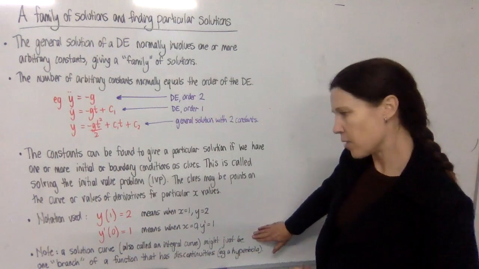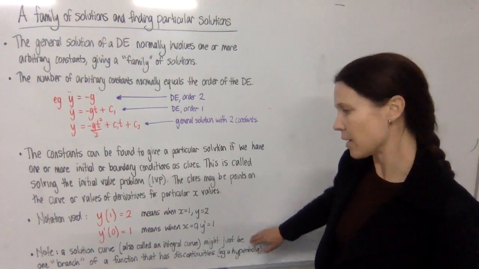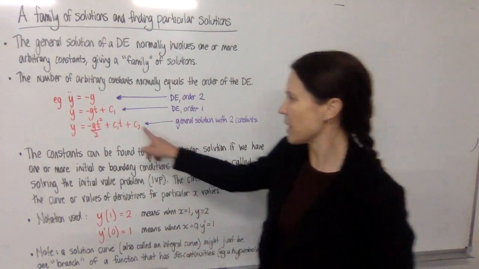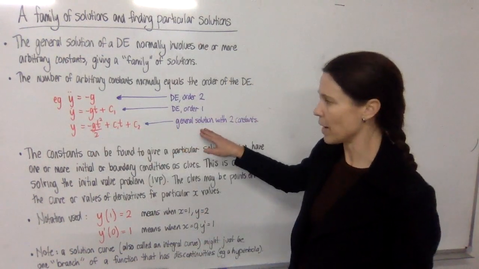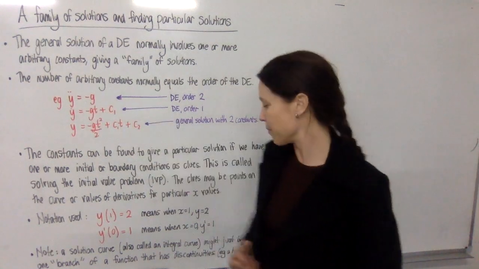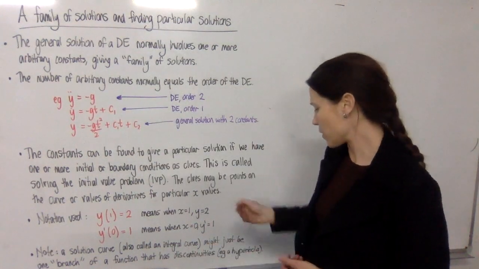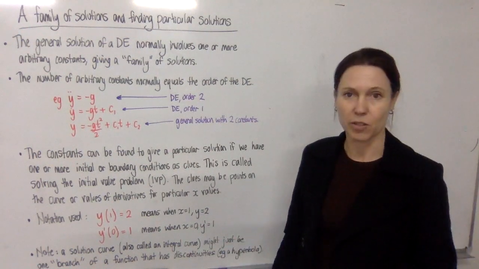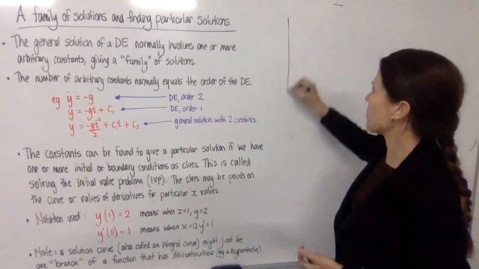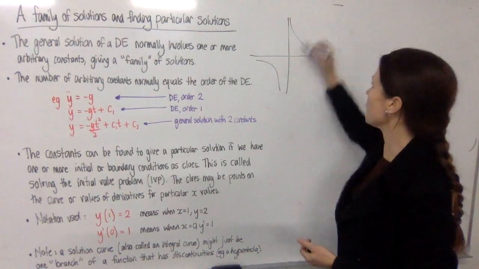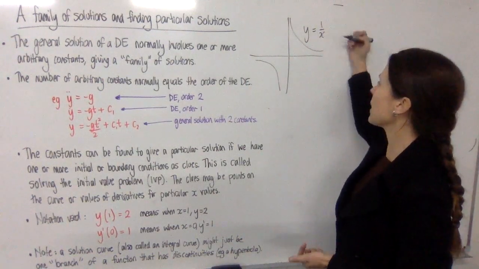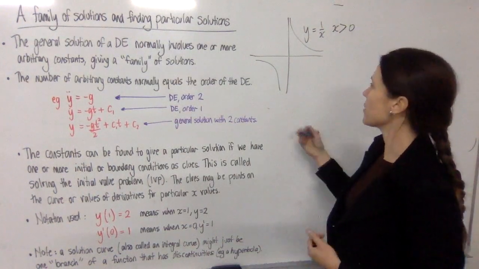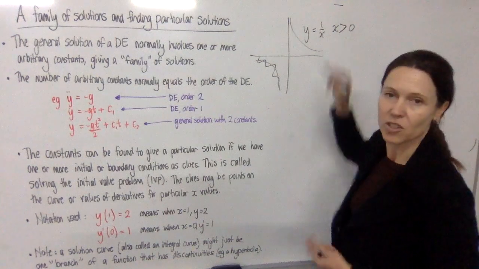The other note that we should add is that a solution curve, we also call an integral curve, because when we get a general solution equation, we've got it by integrating. So our integral curve or solution curve might just be one branch of some function if it's got discontinuities in it. It could be a function that you know quite well, like y equals 1 over x, but because of the application, perhaps you're saying that x has to be greater than 0 and you don't want this whole section, it's just this part.